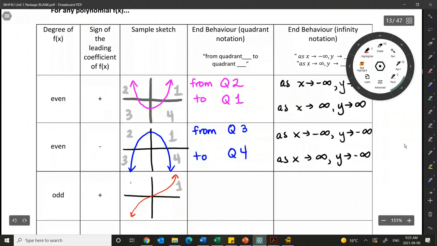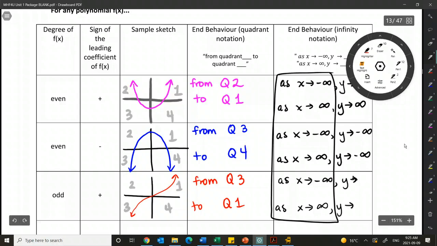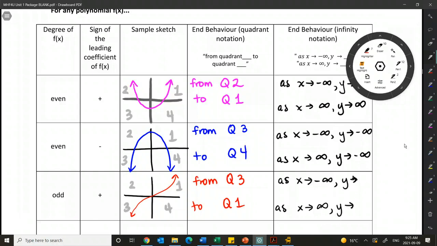Okay, so what would quadrant notation be for this type of polynomial then, Matt? Yep, 3 to 1. And then when I'm doing end behavior in infinity notation, we're just going to write this down right away. Left end, right end. And then we'll fill this in. Okay, so again, I want you guys to notice I have literally the same thing for all of these every time. Okay, can someone fill these in for us?